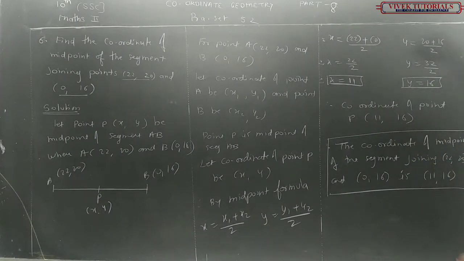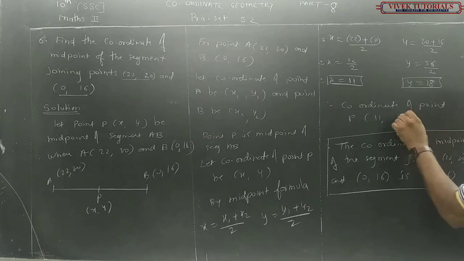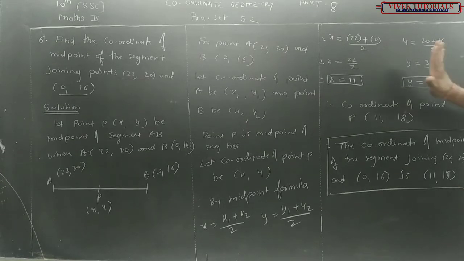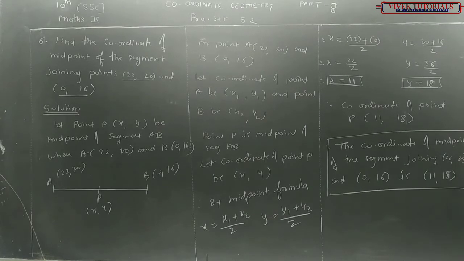Wait, I have made a mistake. 20 plus 16 is 36. 36 upon 2 will come 18. Here it will come 18 and here also 18. So now you can copy down because I made a mistake, it should be 18 and this should be 16. Okay? Now you copy down it properly.